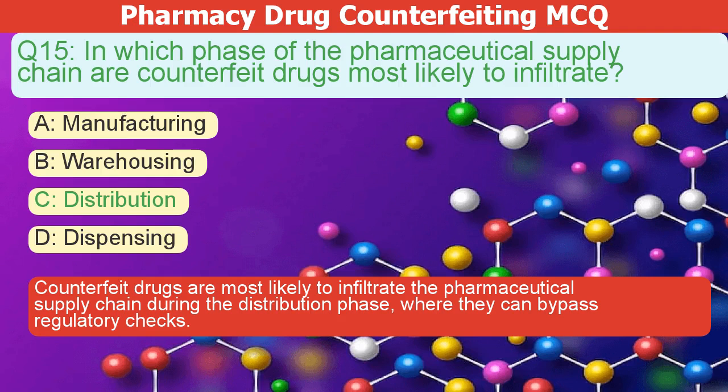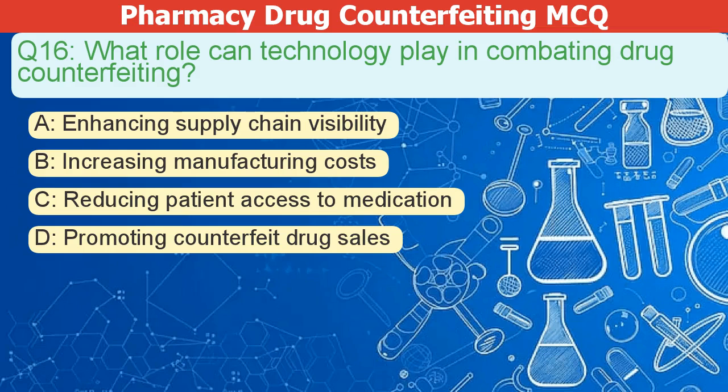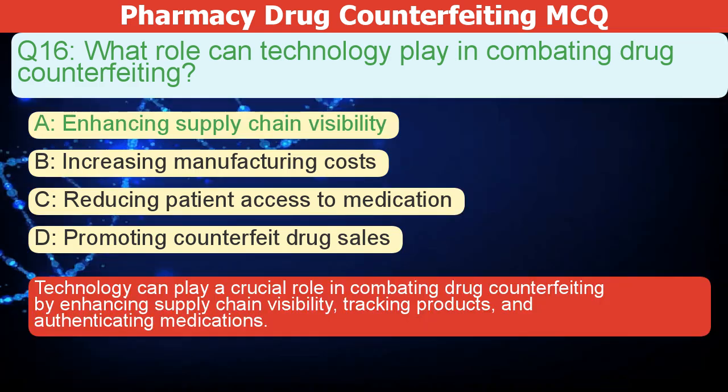What role can technology play in combating drug counterfeiting? A. Enhancing supply chain visibility. B. Increasing manufacturing costs. C. Reducing patient access to medication. D. Promoting counterfeit drug sales. The correct answer is A. Technology can play a crucial role in combating drug counterfeiting by enhancing supply chain visibility, tracking products, and authenticating medications.